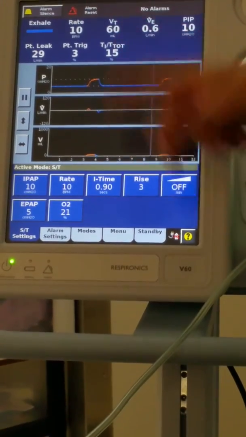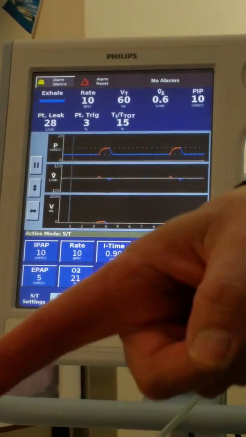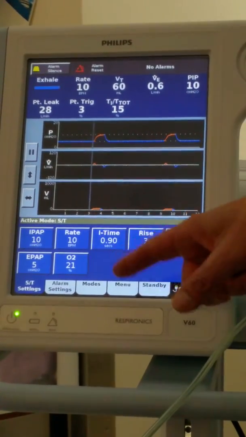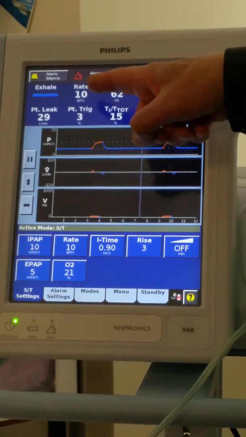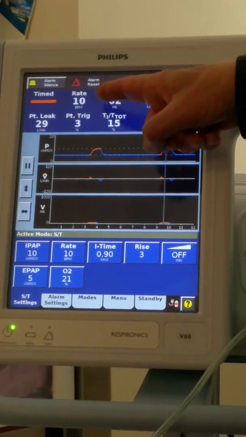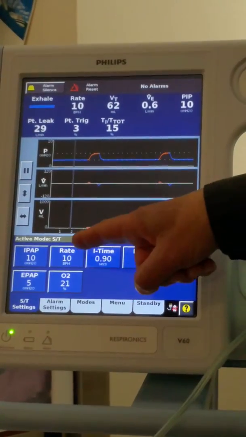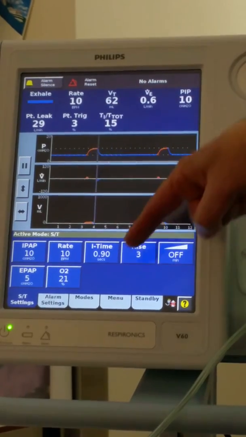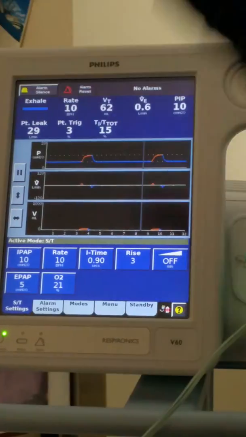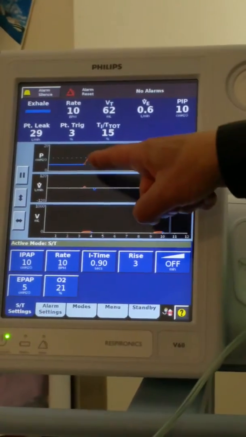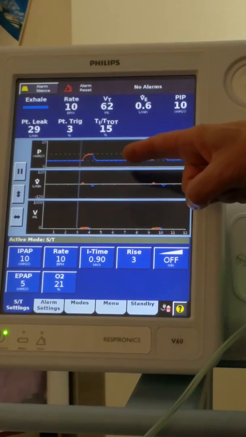Now, if this patient can trigger the machine, this guy can't. He hasn't taken a breath in a long time. But if he was triggering the machine at a rate set at 10, and that read 20, what did that tell you? How many triggers did he give? 10. Excellent. Machine gave 10, 10 plus 10 equals 20. And when is he going to breathe? You see that nice long expiratory phase? He's going to use that to take his own breaths.